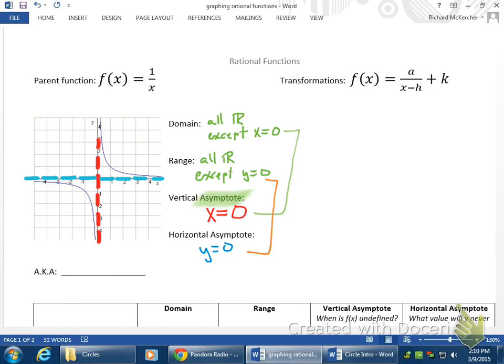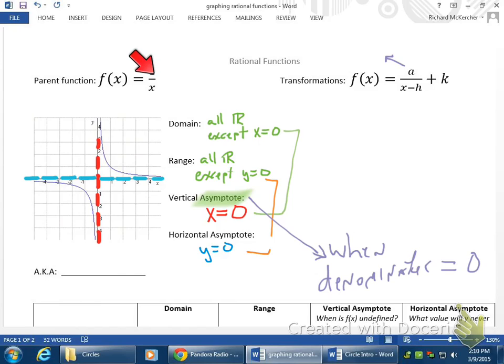Now, more specifically, I just mentioned it, but the vertical asymptote is when the function is undefined. If I look at this function up here, when is this function undefined? Well, it's undefined when the denominator equals 0. And again, that's only for the vertical asymptote. So when does this denominator equal 0? Well, this denominator equals 0 whenever x equals 0. And that's why this says x equals 0. We'll come back to that again. Take a moment to look at that.